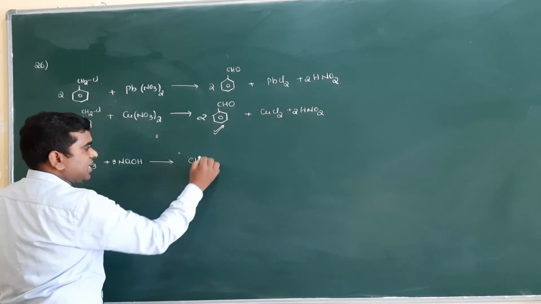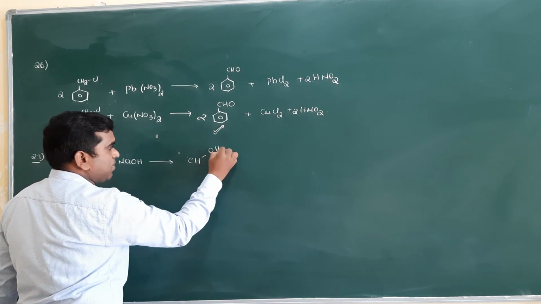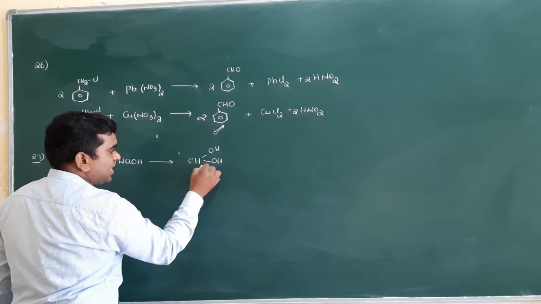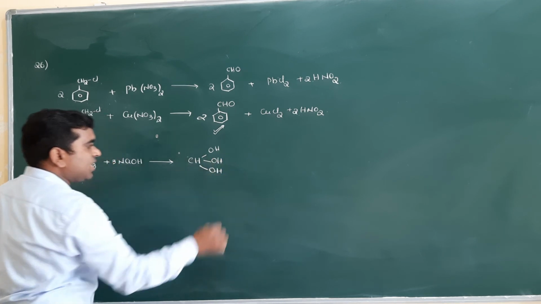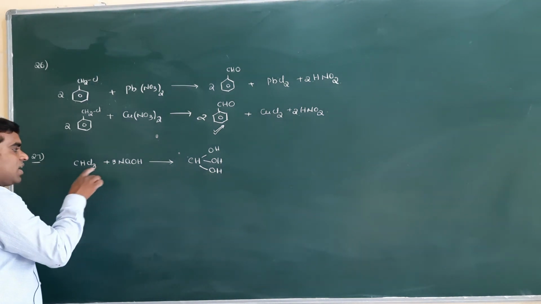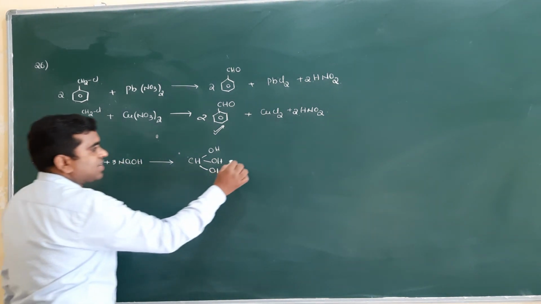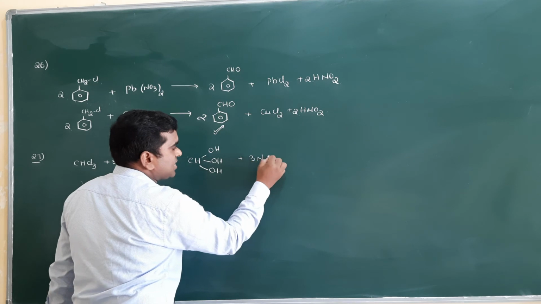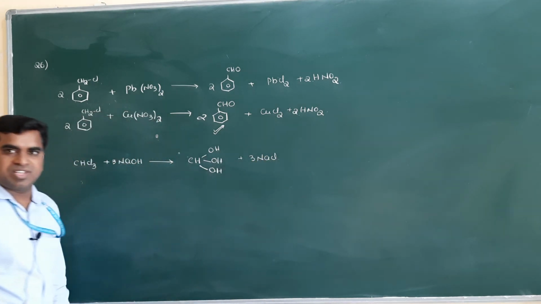Then what compound will you get? You see CH, and here 1 Cl is replaced by 1 OH, another Cl is replaced by another OH, and 3 chlorine atoms are replaced by 3 OH groups. Then what will you get here? NaCl, you will get 3 NaCl. This is plus 3 NaCl.